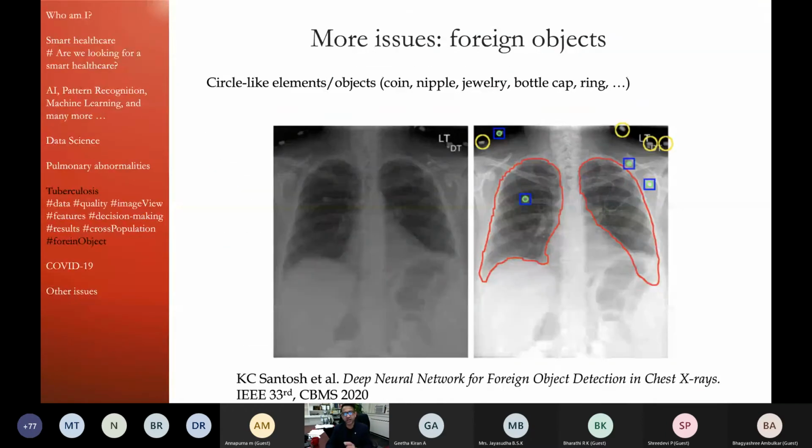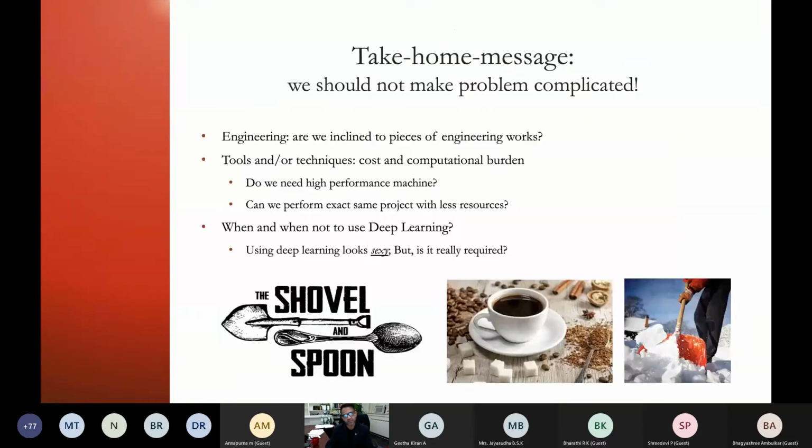We did really try hard, and we did detect really well. If you see here, if you see there, we detect really well, and we take those foreign objects out, and we classify or we detect tuberculosis from chest X-rays.